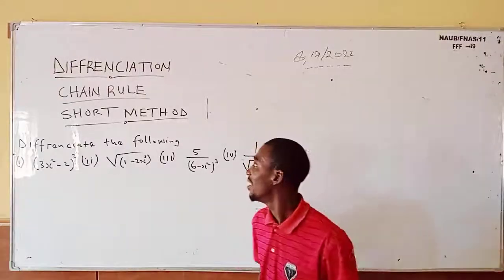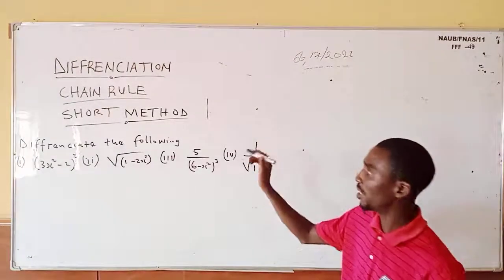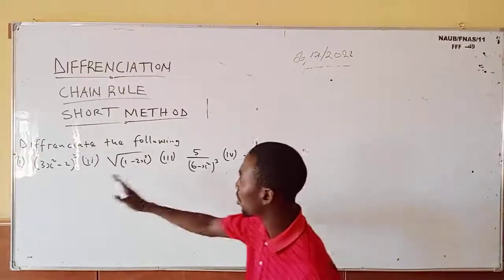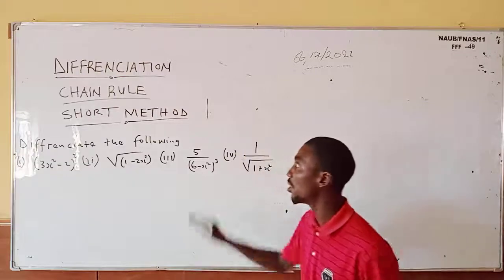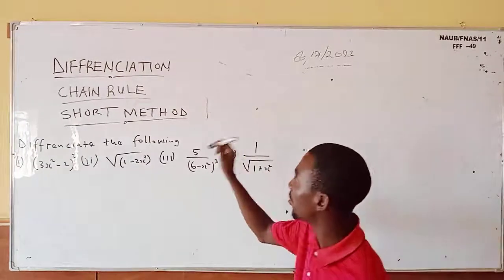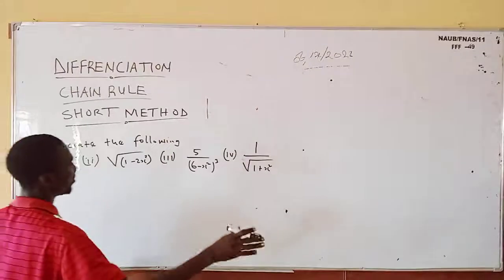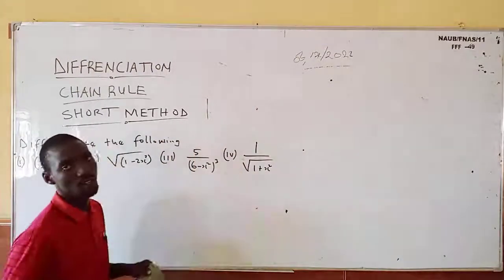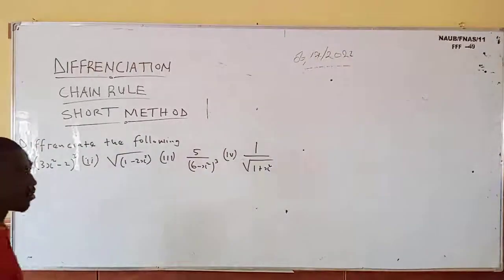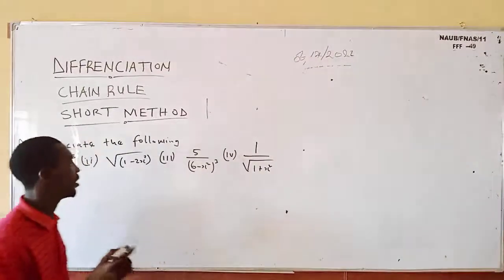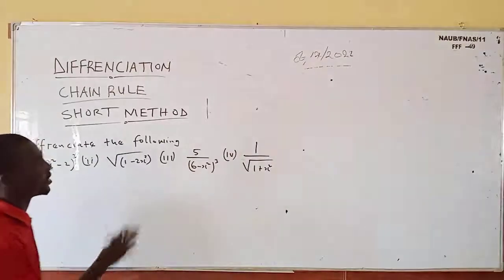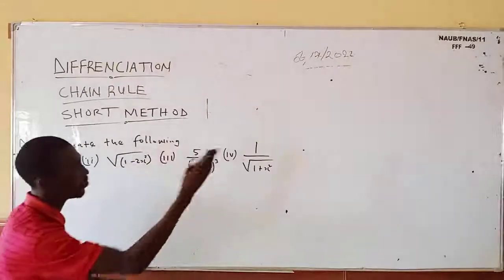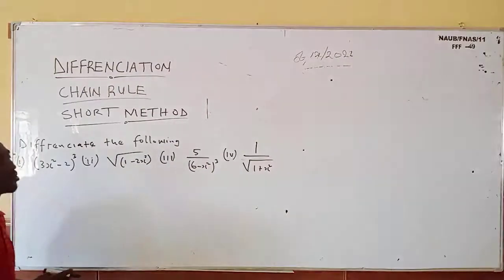In this class, we'll be using the short method to solve the following questions under chain rule. When we are talking about chain rule, I've solved several examples on the real way of solving all these questions with chain rule. But for the sake of JAM students, those that will be writing JAM, those that will be meeting this in OBJ, that is objective, you cannot be using those long methods. So let's use a little trick to do this.